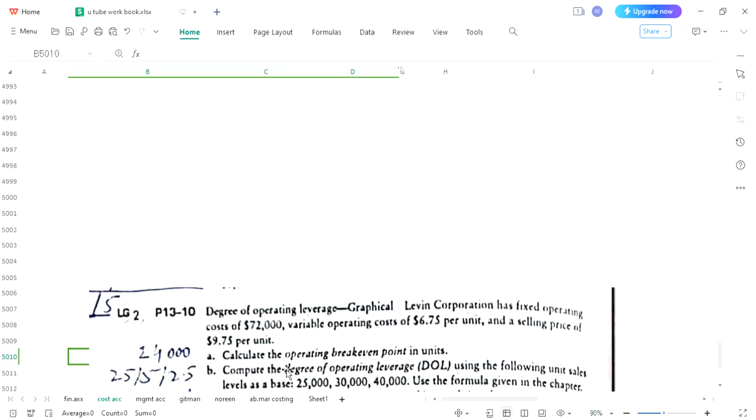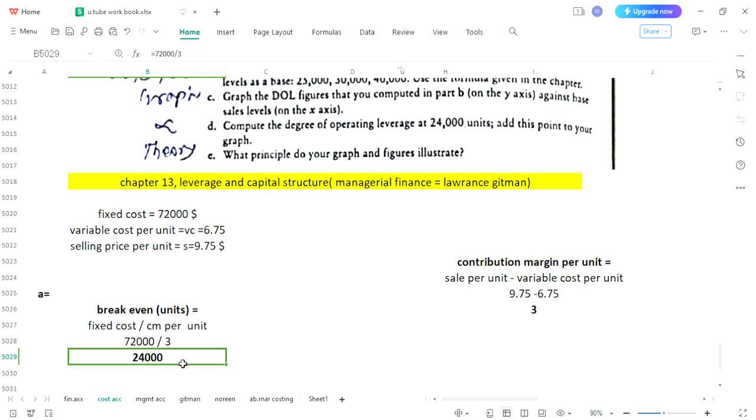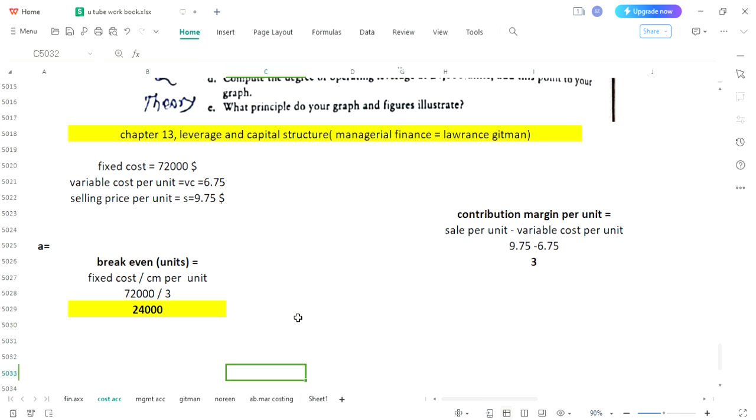So this was our A point. The answer is 24,000, and what we have calculated is also 24,000. It means it has been completed. Let's mark it as done. First answer completed.